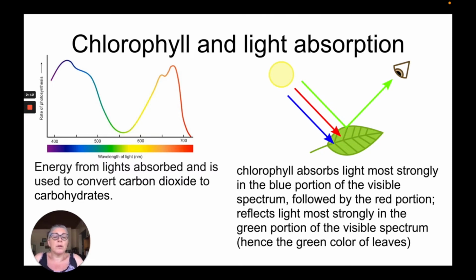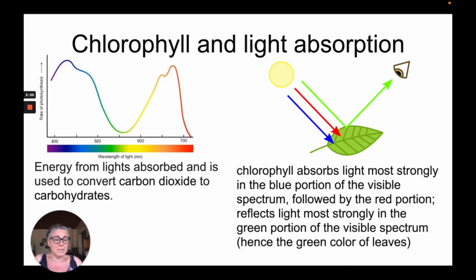And so chlorophyll is going to absorb light most strongly in the blue portion of the spectrum. We can see on the diagram to the left that the rate of photosynthesis is a little bit higher there, followed by the red portion of the spectrum. Chlorophyll reflects light most strongly in the green portion of the visible spectrum, and that's why we see the green color of leaves. Of course, sometimes leaves do change color, and that is only because the green pigment, the chlorophyll, is no longer in that particular leaf. It has been removed for whatever reason.